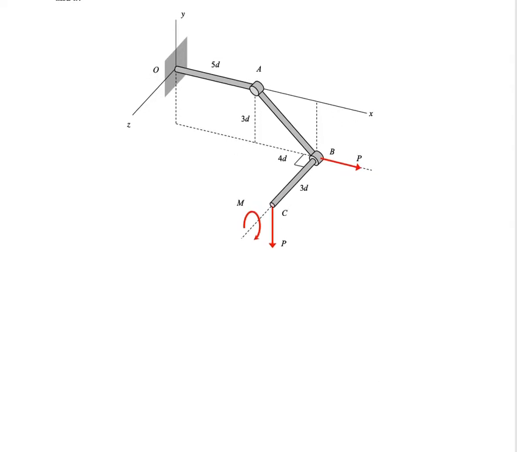To draw our FBD, we're going to be seeing reaction forces of OZ and OX and OY. In addition, since it's a wall, it's going to have a couple with all three components of MOX, MOY, and MOZ.